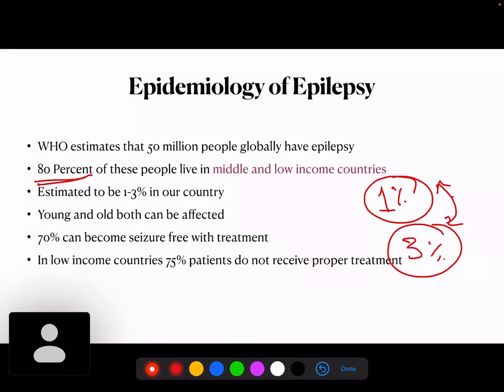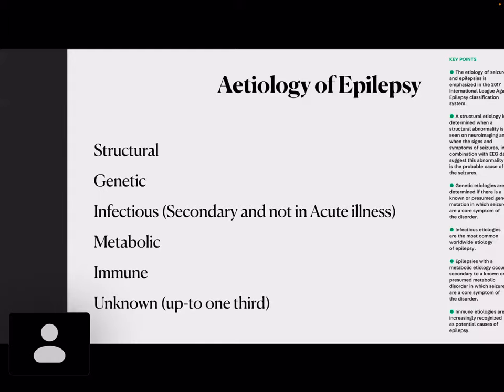Very important that up to 70% of these people can become seizure-free with treatment. Unfortunately, in countries like ours, 75% of patients do not receive proper treatment. So you guys need to fill this gap of making sure that all people get the proper treatment.